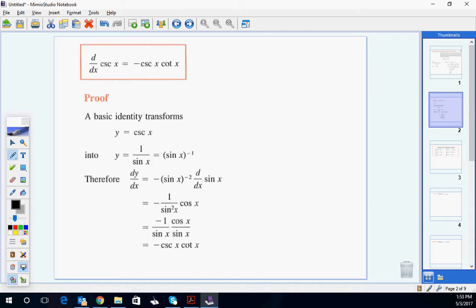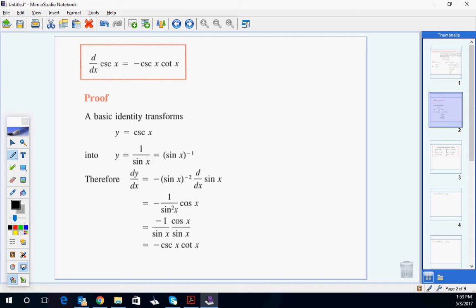Okay, so the proof of this one: again, cosecant's 1 over sine. So we're going to do the derivative of that, which is sine to the negative 1. So you drop the negative, now it's a negative 2. And don't forget, though, you have to take the derivative of the inside as well. That's what they're doing here, chain rule. And so then there's a cos x here. So then you have negative 1 over sine squared x.